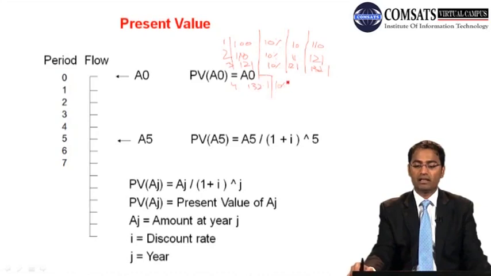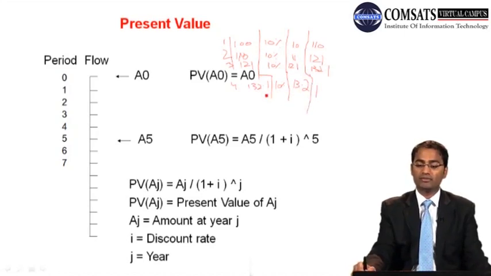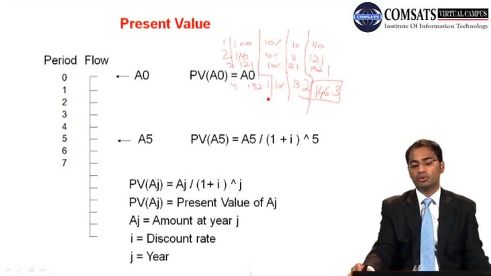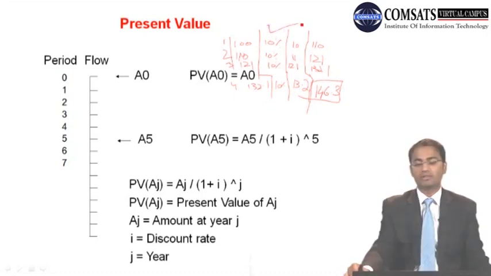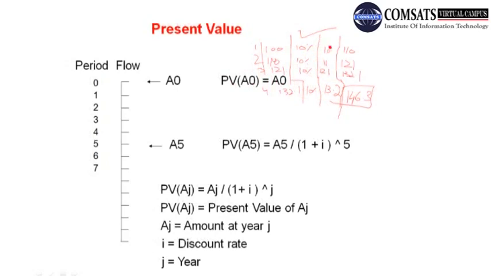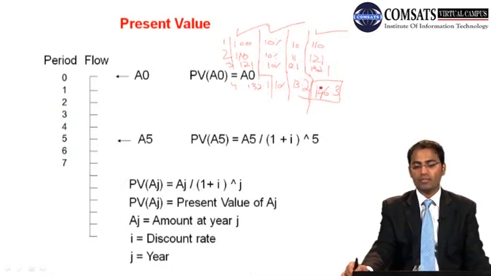you have 133.1, and 10% of it is 13.3, so you have 146.4. Let's say. See, with every year your amount has been increased by a rate, and this is called the interest rate. This is the future value, and this is the present value. So the present value of 146.3 by the end of the fourth year is, in today's value, 100 rupees.